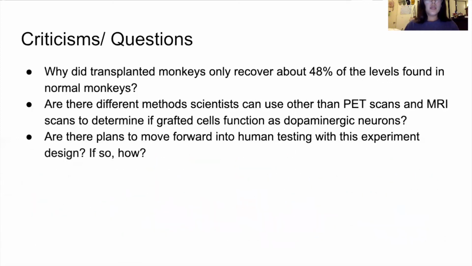Secondly, we asked, are there different methods scientists can use other than PET scans or MRI scans to determine if grafted cells function as dopaminergic neurons? This is because PET scans use radioactive rays, which can be harmful, and therefore PET scans can only be done a certain amount of times. And MRI scans also come with their own risks. For example, if you want to sedate the patient, that sedation drug also comes with its own risks.